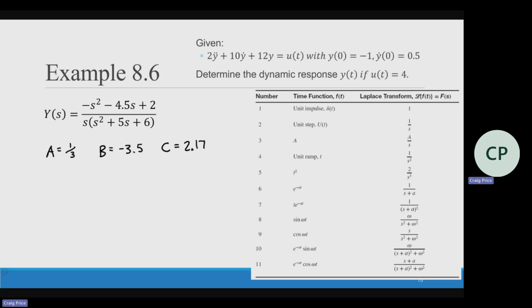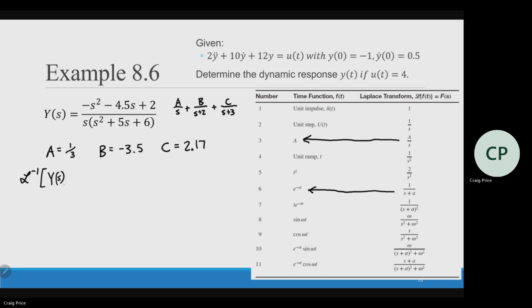Once I have that, remember that we had A over S plus B over S plus 2 plus C over S plus 3. So now I have those values, and we're going to bring it back to the time domain. So now we're going to do inverse Laplace. Now that I have it set up in a form, we can just use the table.